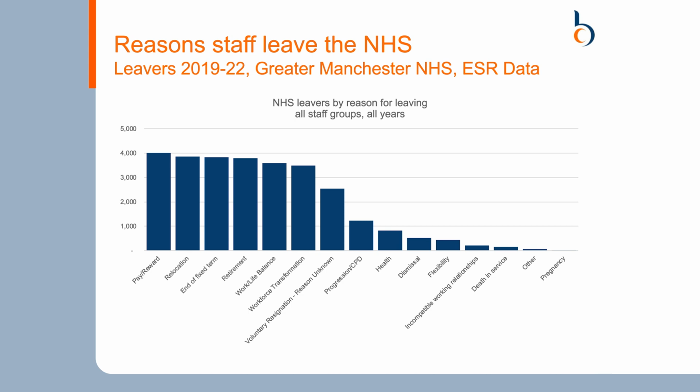So 4,000 staff left saying that they were unhappy about their pay and reward. Relocation, end of fixed-term contracts and retirement, work-life balance, and workforce transition were all the main reasons driving people out. And all of those were about 3,500 staff leaving for each of those reasons. So quickly up to 30,000 staff leaving over a 2-year period.